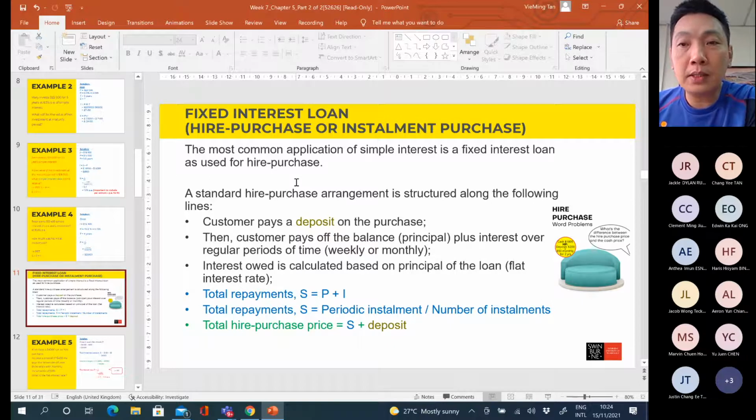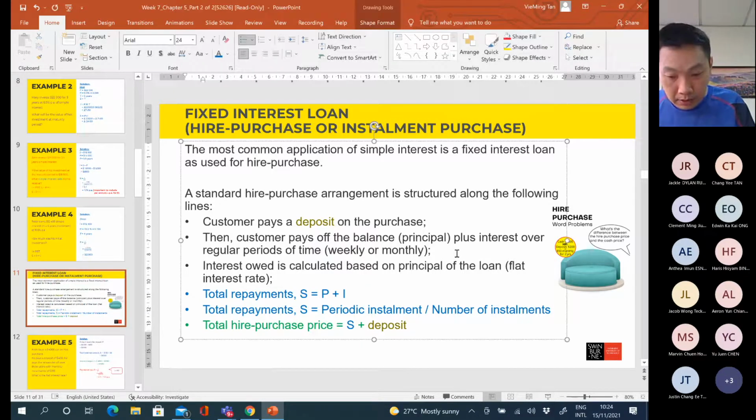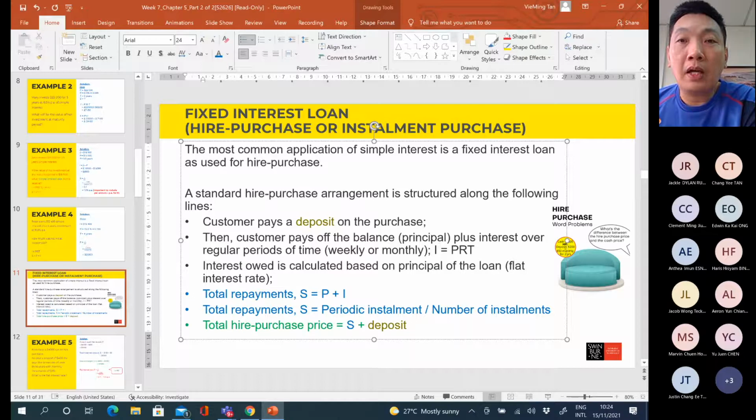So how to calculate this interest charge? In fact, it is using the simple interest calculation. The interest charge is using the simple interest calculation, so that is still I equals PRT, same as what we learned this morning. This is the interest that will be paid by the consumer in the future, if the consumer would like to have a hire purchase agreement for purchasing furniture, for instance.